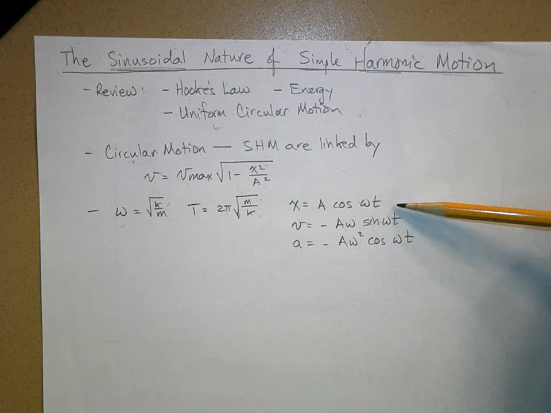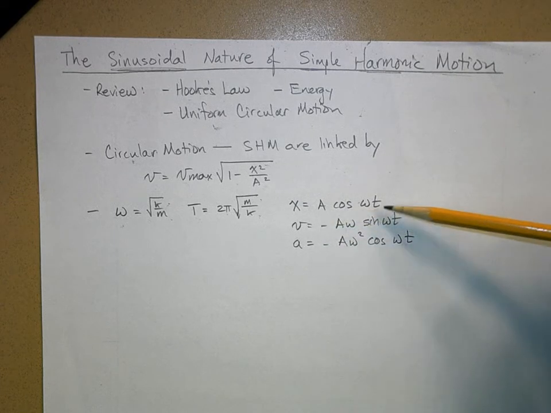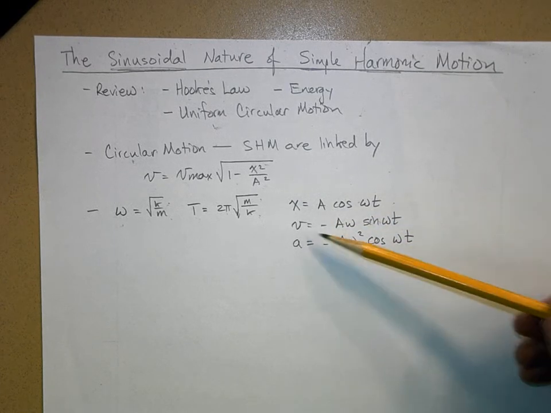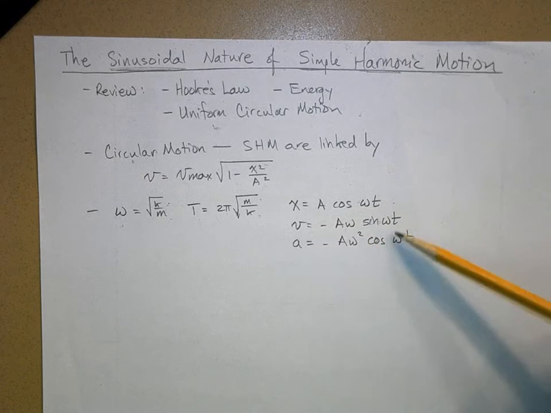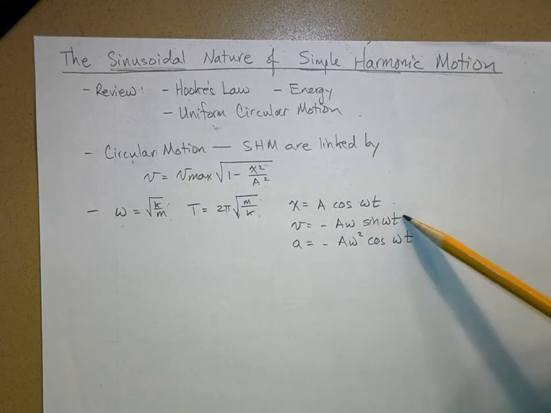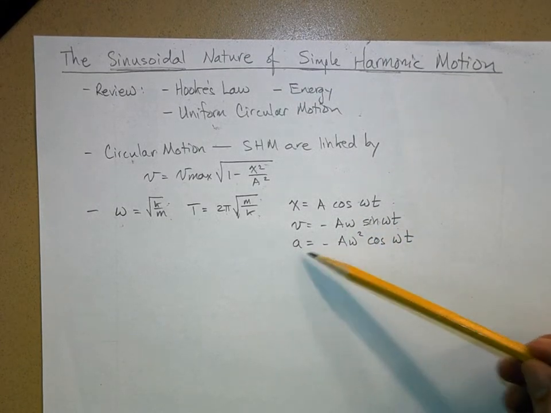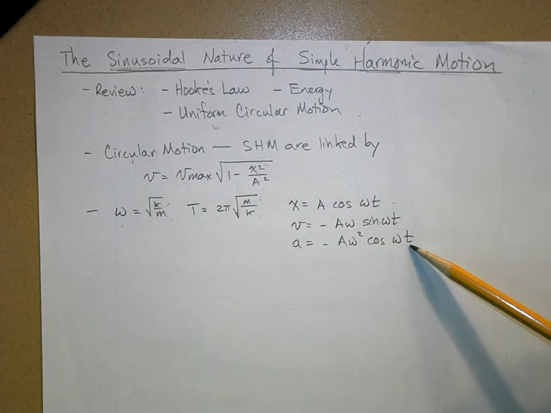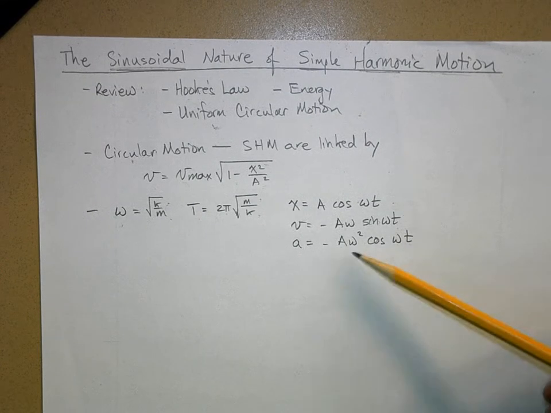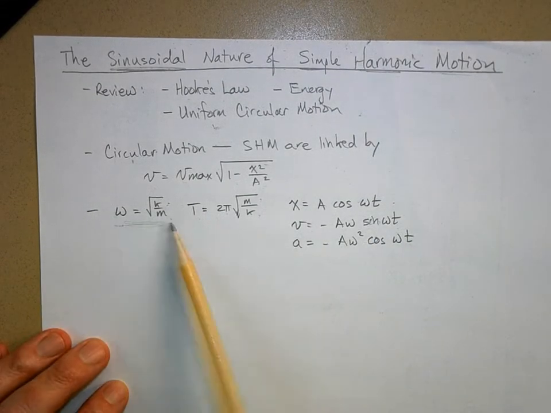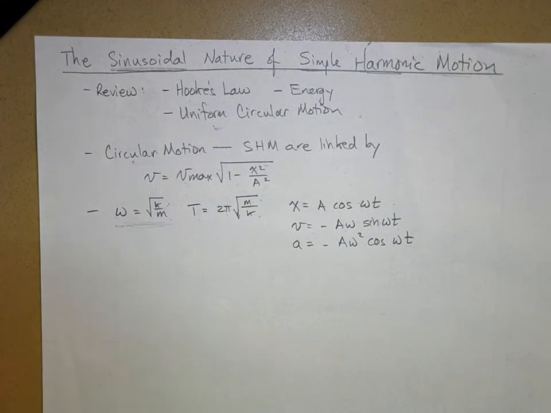And the last thing we're going to do is talk about a simple harmonic oscillator as graphed by x equals a cosine omega t, and that the velocity as a function of time is equal to a omega sine omega t, and then the acceleration is a omega squared cosine omega t, and of course omega here is the omega that we see right here for a mass spring system. So let's get started.